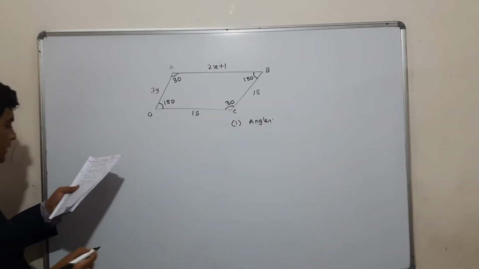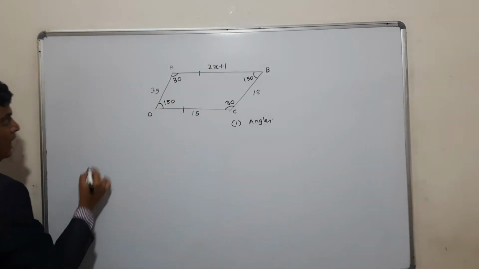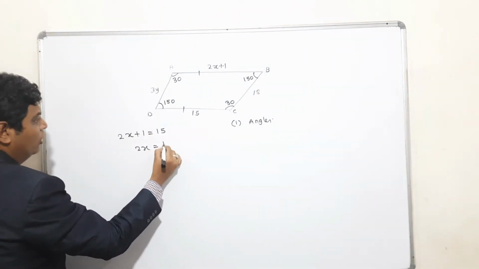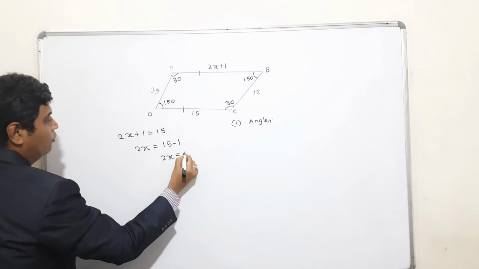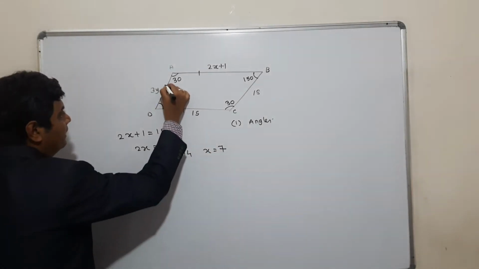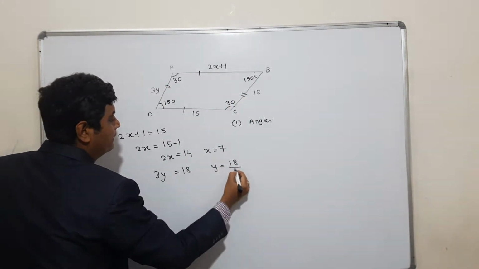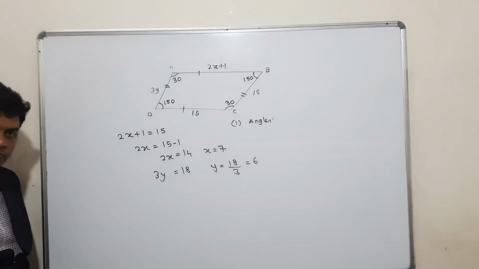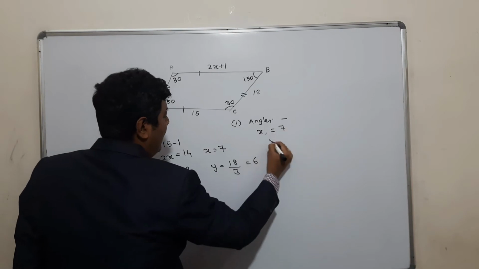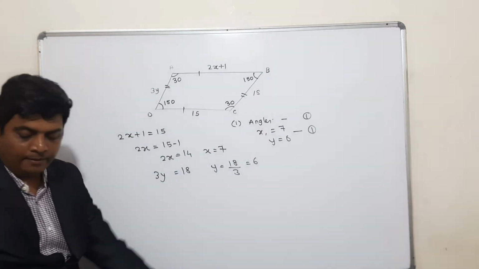Now they are saying find x and y. Can I say opposite sides are equal in a parallelogram? So 2x plus 1 equals 15. 2x is equal to 15 minus 1. 2x equals 14. x is equal to 7. And next is 3y. 3y is equal to 18. So therefore y is equal to 18 divided by 3, which is equal to 6. So you got the values of x and y. x is equal to 7 and y is equal to 6. So 1 mark for all the angles, 1 mark for finding x and y.